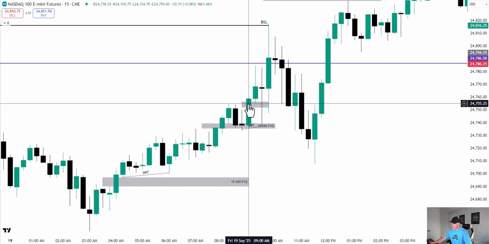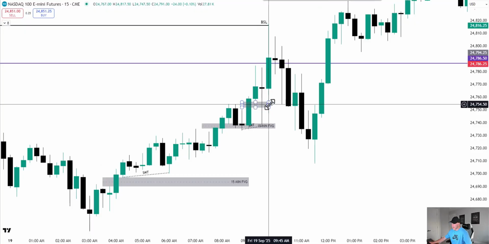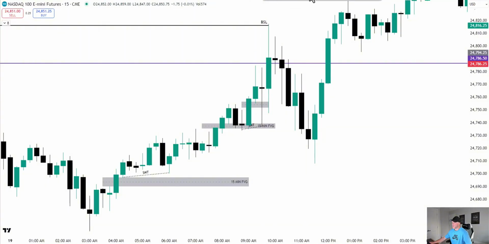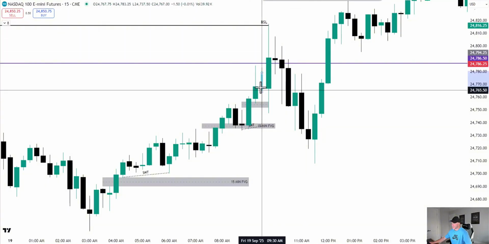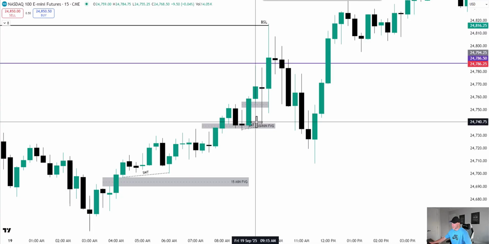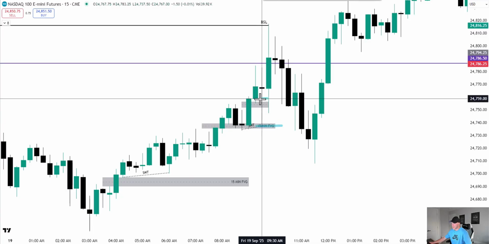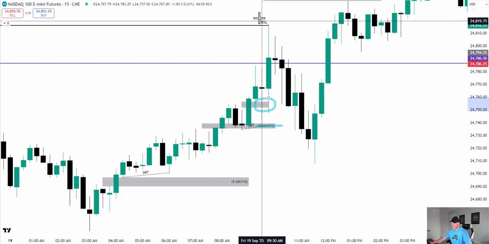We then come up. We have another 15-minute imbalance right here, and this is our 9:15. This is our 9:30 open, sorry. This candle right here, okay, this doji. What does it do? It pushes down, taps into this 15-minute imbalance, creates SMT, and holds this 15-minute imbalance.